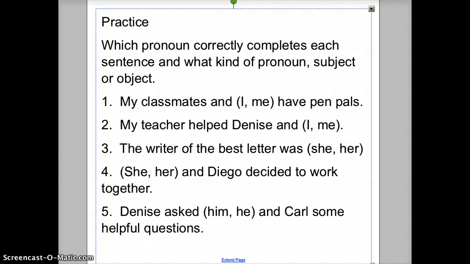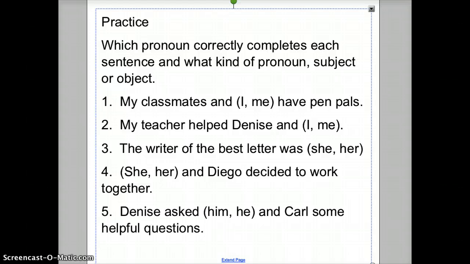So number 1, my classmates and I or me have pen pals. So if I find the verb in that sentence, it's have. So since it comes before the verb, rule number 1, always choose subject. Number 2, my teacher helped Denise and I or me. So I find the verb, helped is the verb. Helped is actually an action verb, so I'm going to choose object because it comes after an action verb.